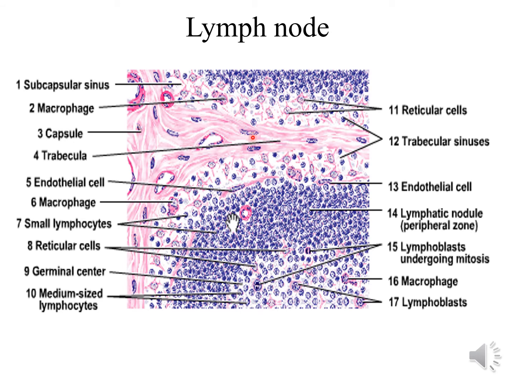Now this diagram is showing the capsule, the trabeculae, the subcapsular sinus, and the cortical or trabecular sinuses. We can see a portion of a lymphatic nodule with a central germinal center, where we can see slightly larger medium-sized lymphocytes or lymphoblasts under mitosis, and on the periphery densely packed small lymphocytes along with macrophages and endothelial cells.